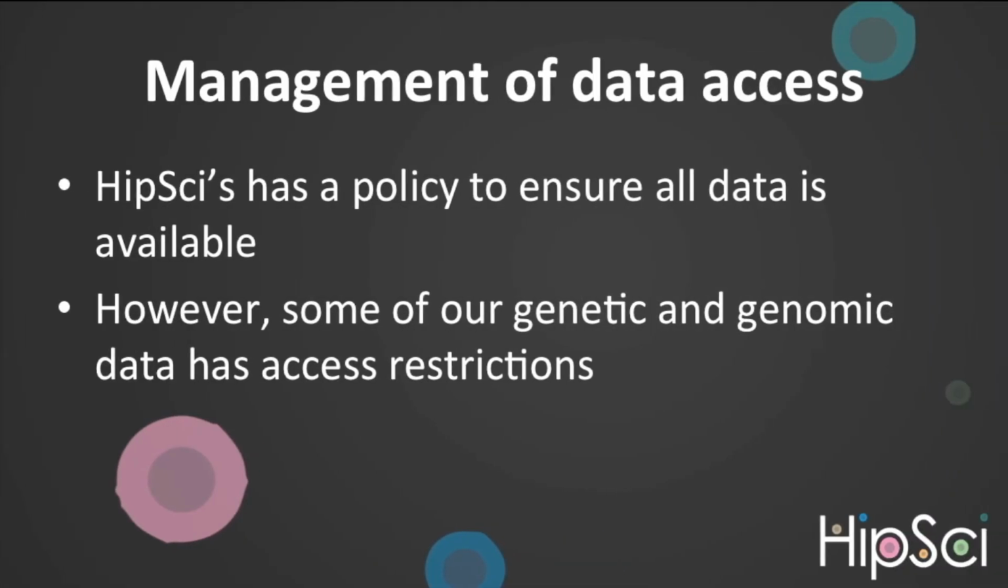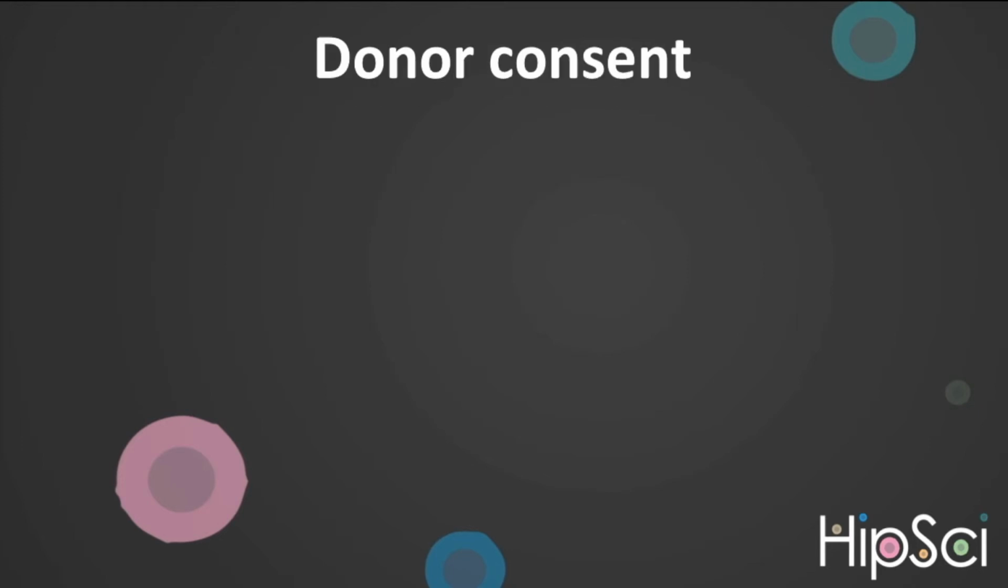At HipSci, we are committed to making all of our data available to the whole research community. We have an early pre-publication release strategy, which means you will see our data in the public archives very soon after it is generated. Some of our genetic and genomics data have access restrictions based on the donor consent provisions. I am going to explain in more detail about our managed access and open access cell line categories.